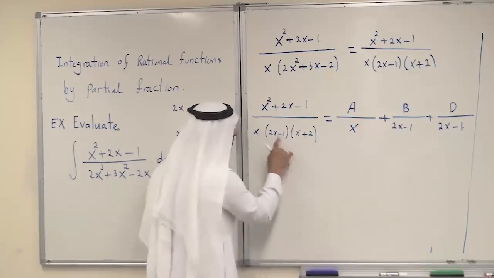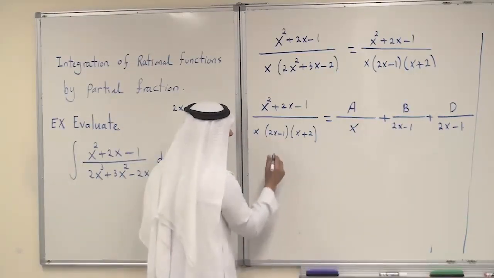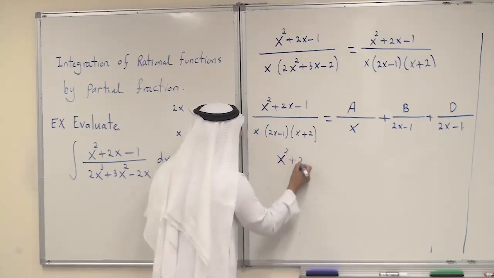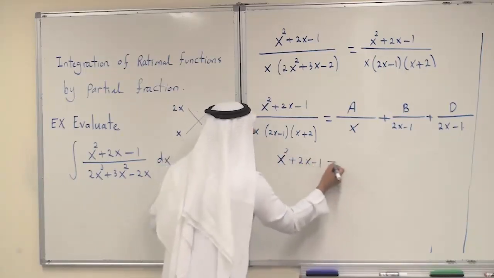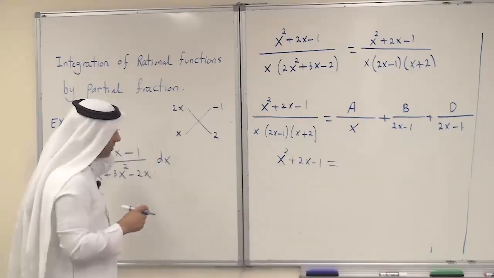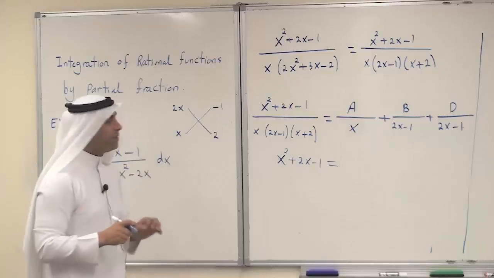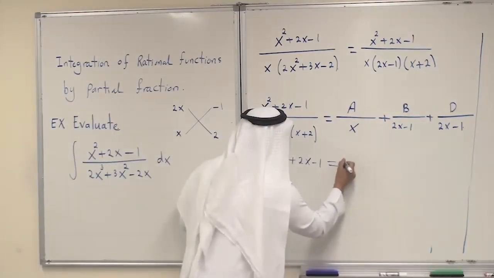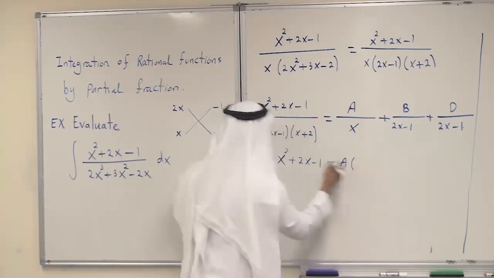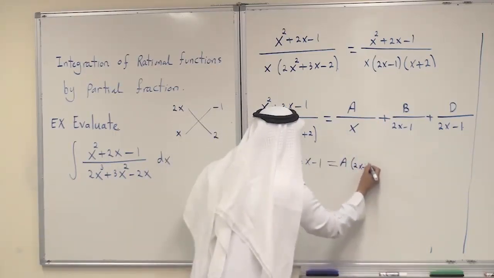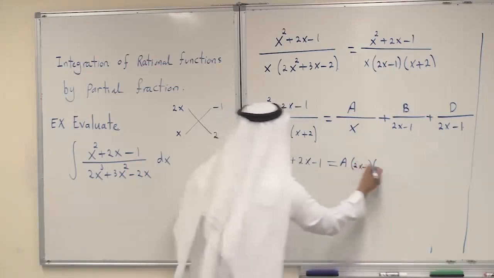In both of them, I need to multiply by the LCD. So that is x squared plus 2x minus 1. I will multiply both sides by this expression, which is x times (2x minus 1) times (x plus 2). What do we get on the right-hand side? We will get here a times what? x will be deleted, so we have (2x minus 1) times (x plus 2).